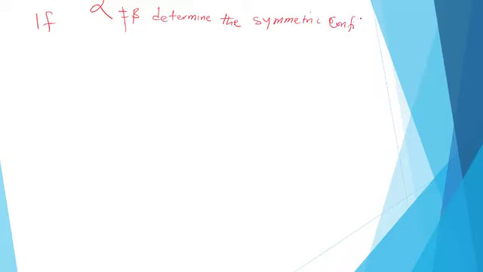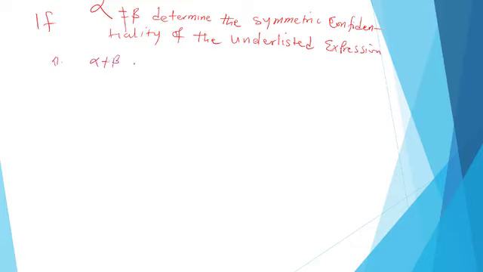Now let's try something. If alpha is not equal to beta, determine the symmetry of the listed expressions. Now we want to check if number 1, alpha plus beta, is equal to beta plus alpha.